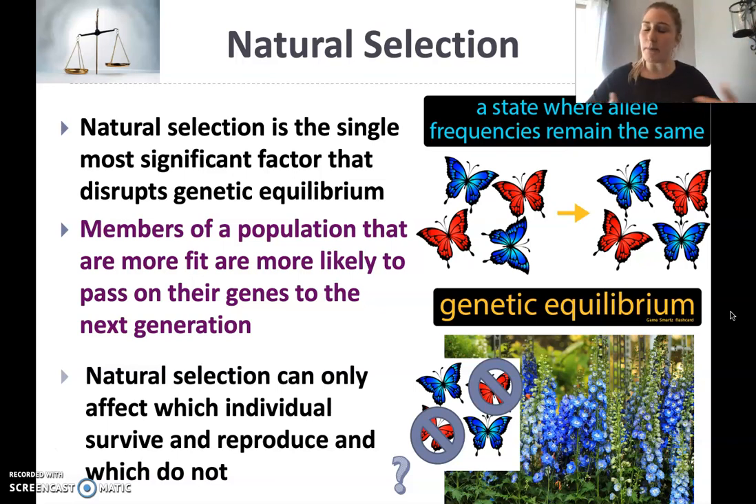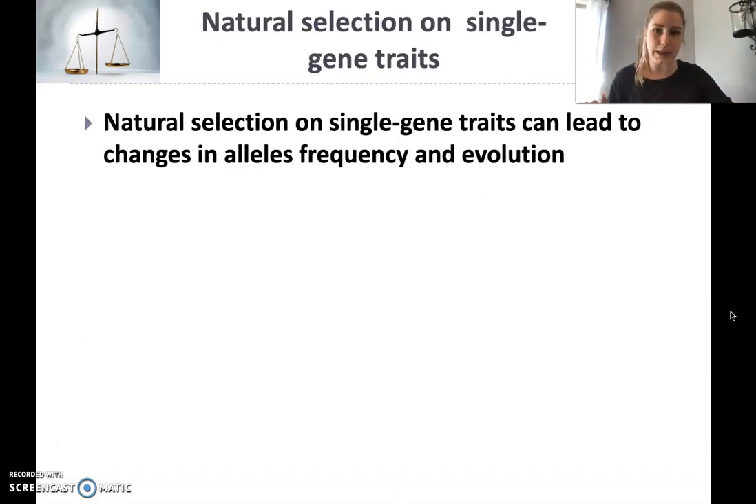So I want to make a big clarifying statement here. Evolution does not happen to the individual. Evolution happens to the population and the genes within the population. So let's look at this a little bit closer here.